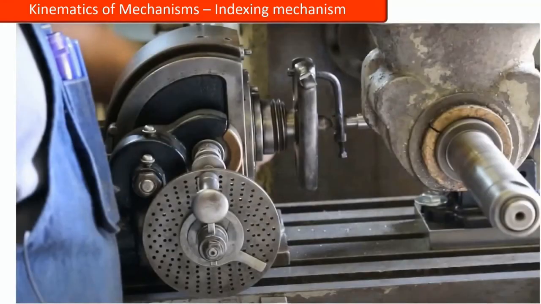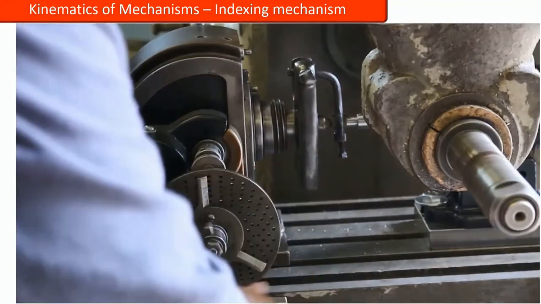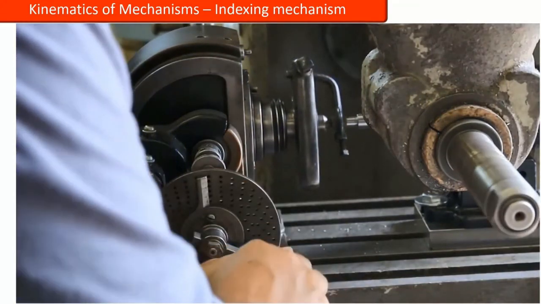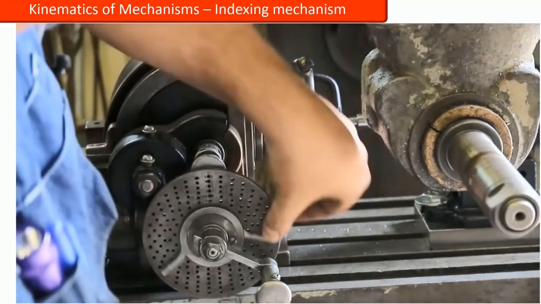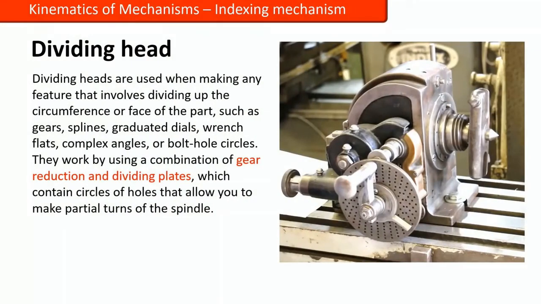Then you can see the person here using the dividing head in order to rotate the chuck of the dividing head and making the workpiece rotate to a certain angle which he requires to make the second cut. So here the dividing head plays an important role. Let us know how the dividing head works.